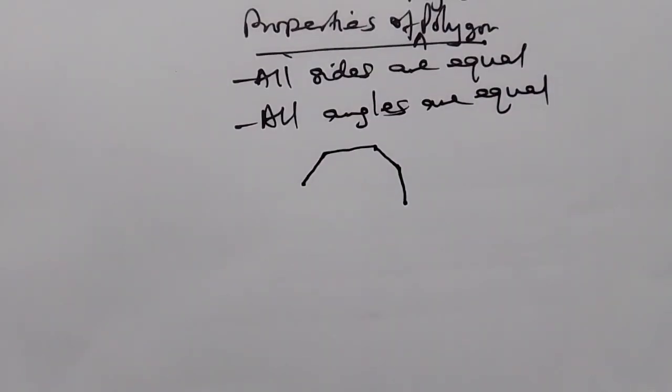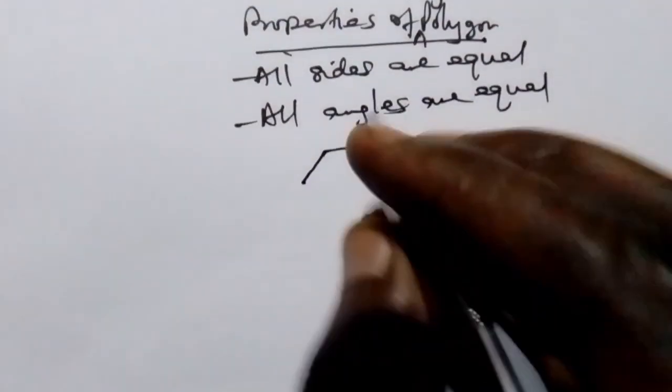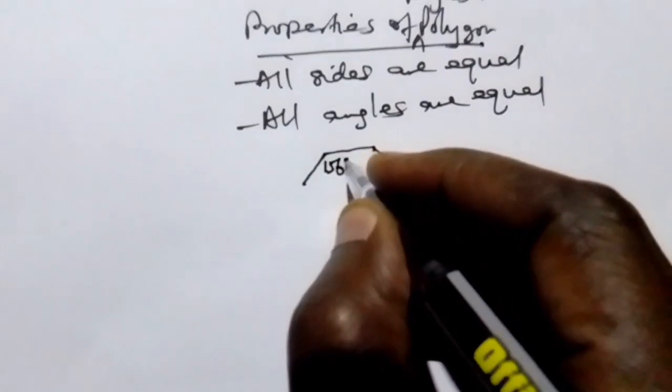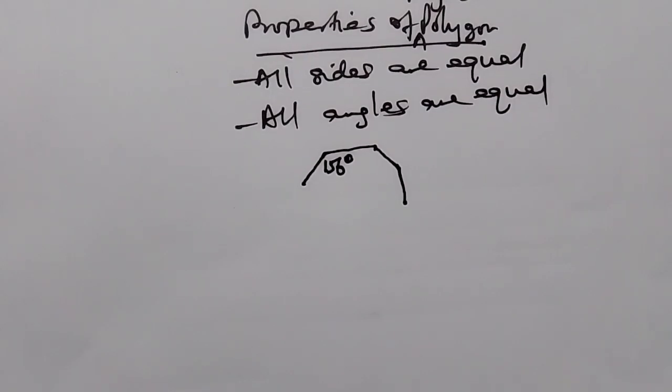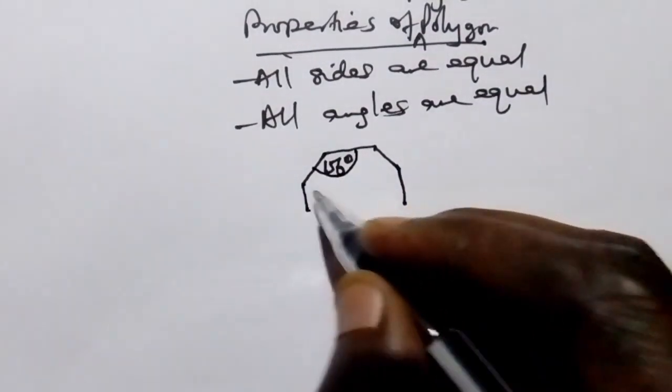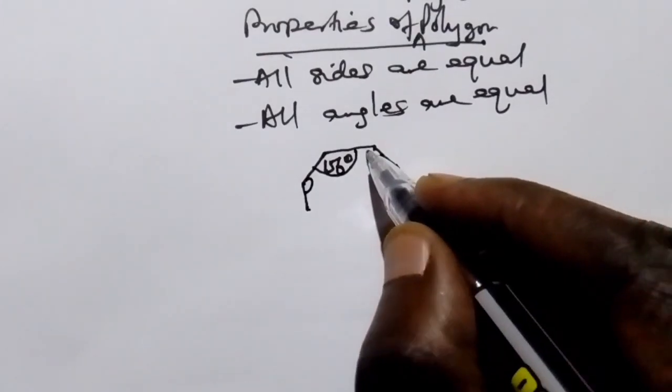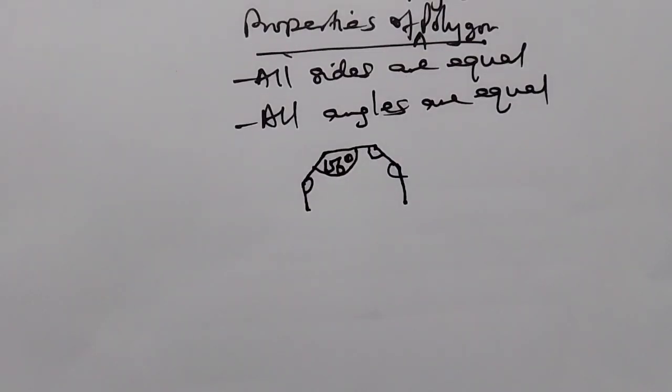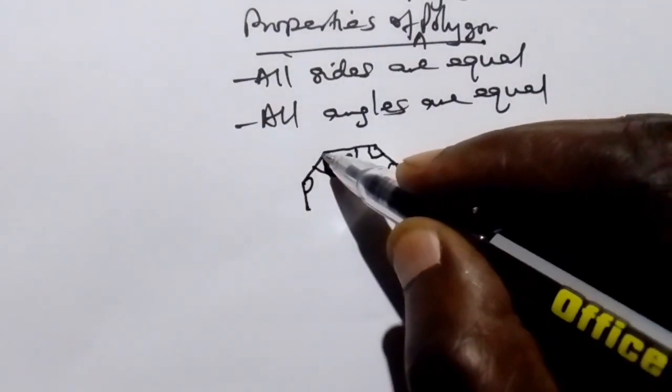We don't know the number of sides, but we are being told that the interior angle is 156 degrees. Because all angles are equal in a regular polygon, all these other angles are 156 degrees. And from here we can find the exterior angle.